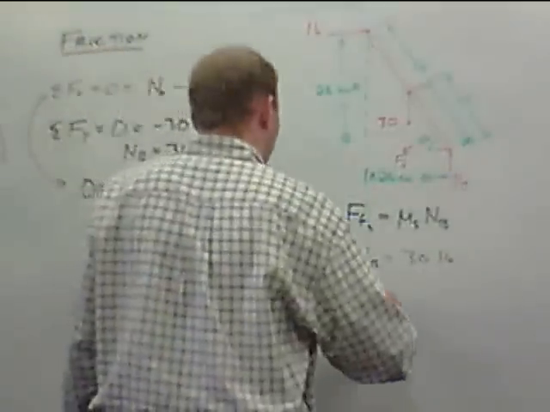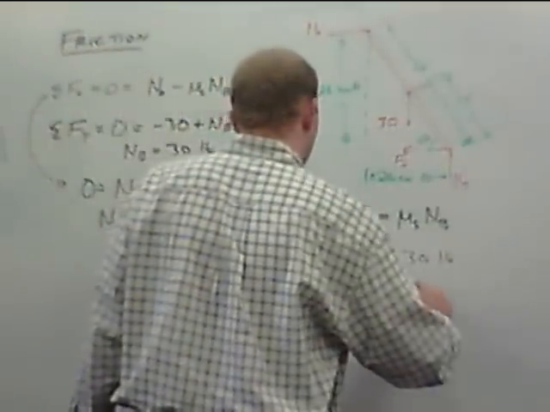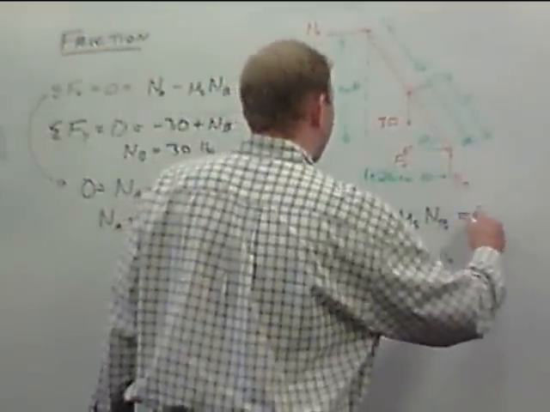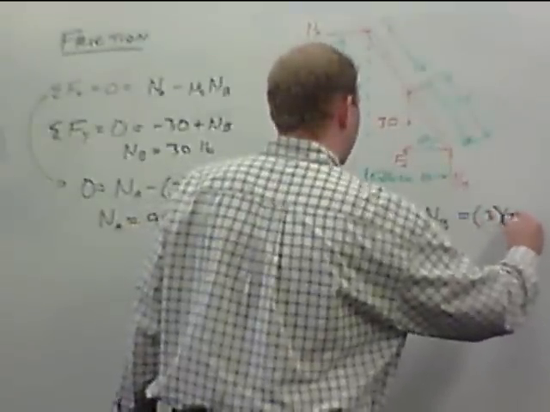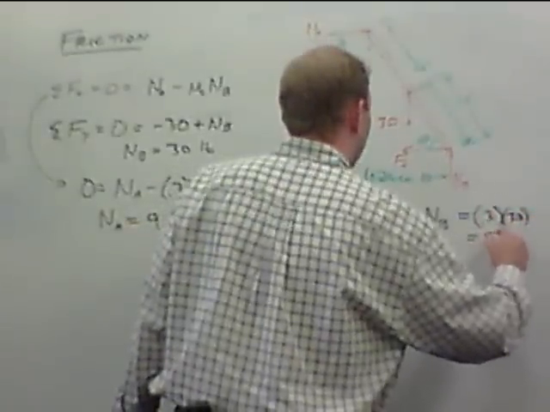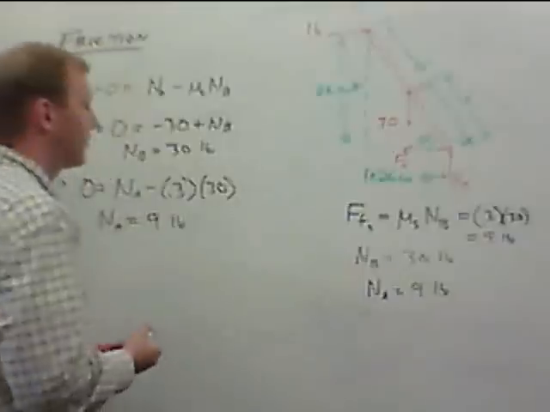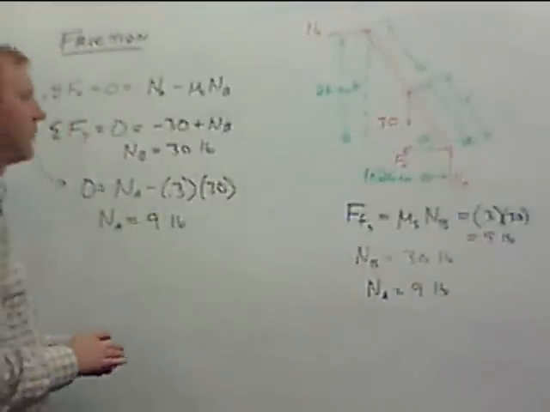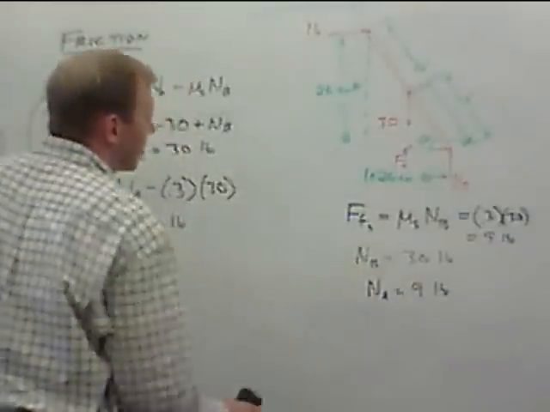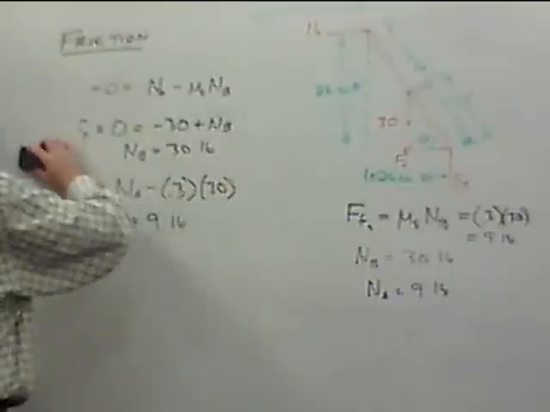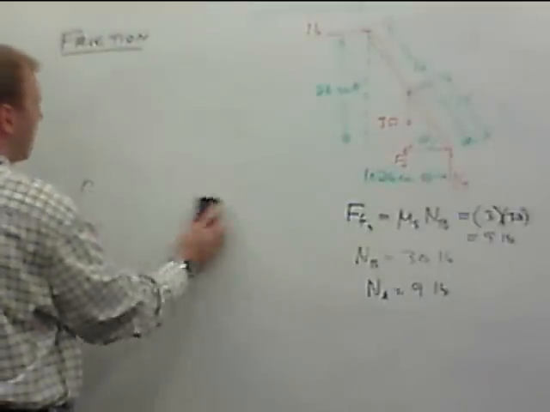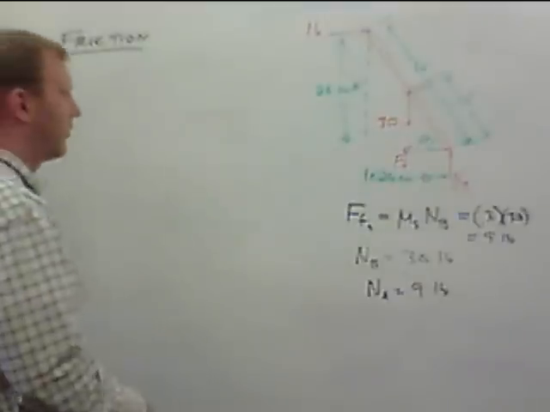And A is 9. And if we care about this, it's 0.3 times 30. It's also 9 pounds, only it's acting in the opposite direction. If you want to label that -9, that's fine. But considering that the arrow already tells us our direction, I'll leave the negative sign. Okay, so that's what we get out of our summation of forces.